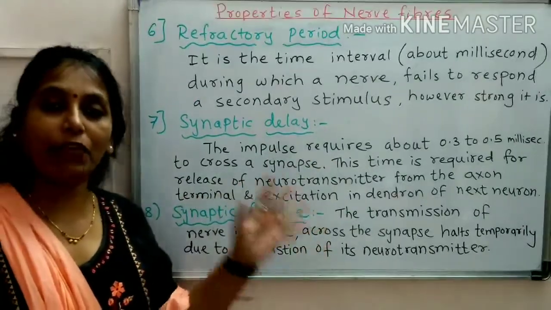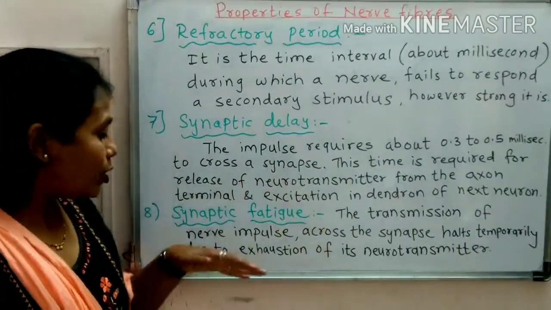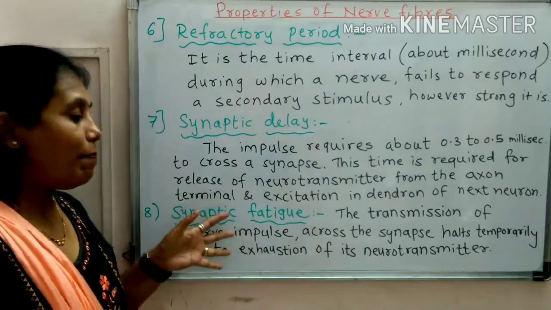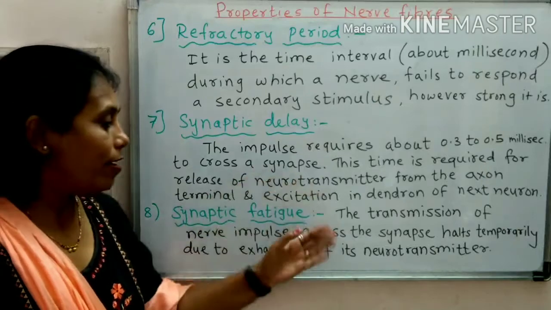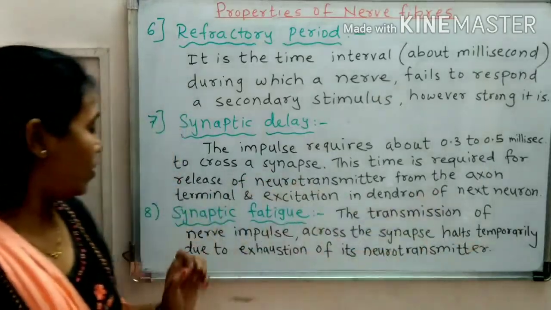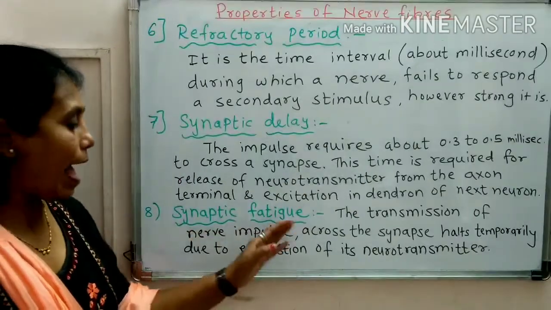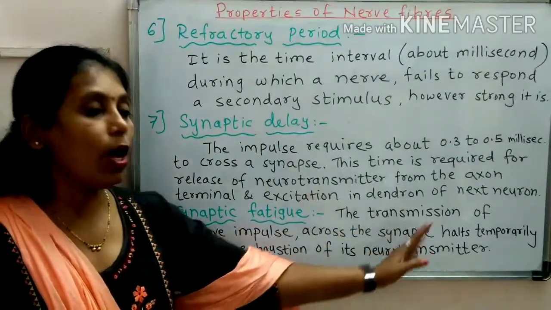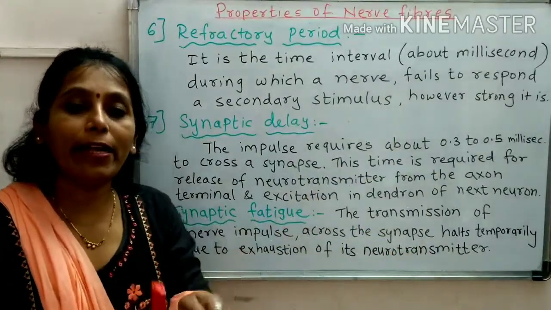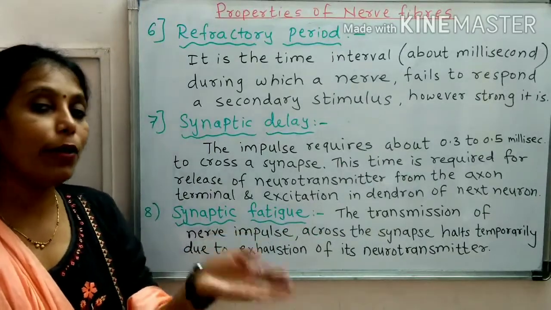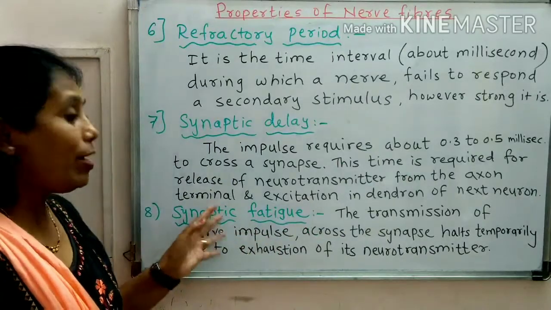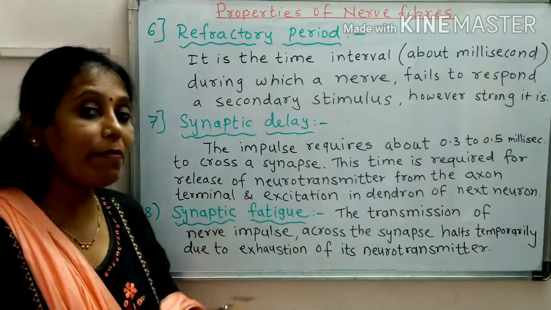Synaptic fatigue. Fatigue means tiredness. In short, it is also called synaptic fatigue. The transmission of nerve impulse across the synapse halts temporarily due to its fatigueness or tiredness. You can say, in other words, due to depression. It is also called synaptic depression.